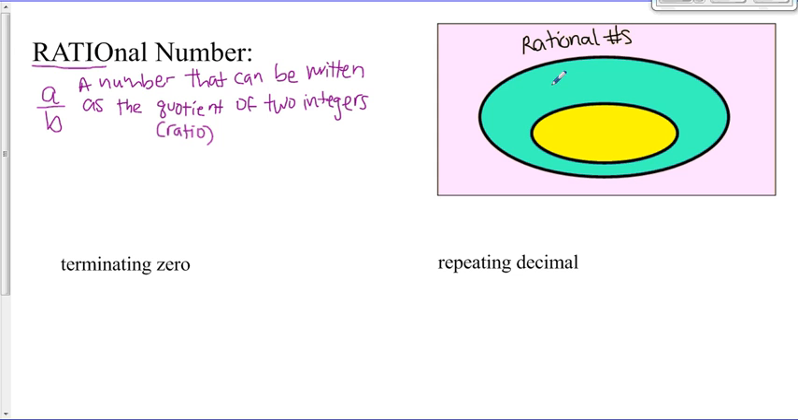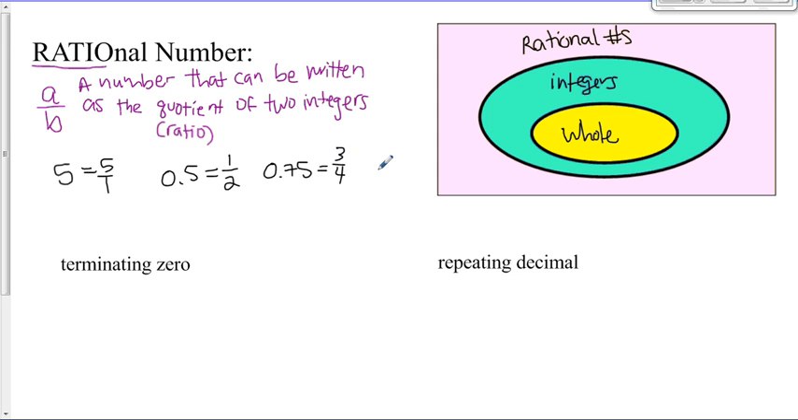And clearly, all integers are rational numbers, and whole numbers, which are a subset of integers, are all rational numbers. So even if I had the number 5, that can be written as a ratio of two integers. That would just be 5 over 1. If I had 0.5, which is a decimal, that can be written as a ratio of two integers. That's 1/2. If I had 0.75, that can be written as a ratio of two integers. That would be 3/4, right? And so this goes on and on.